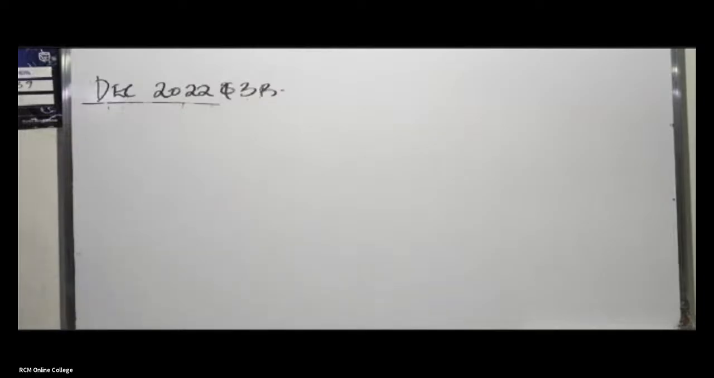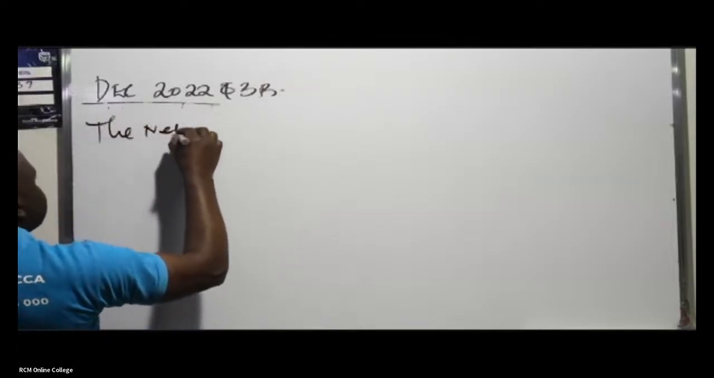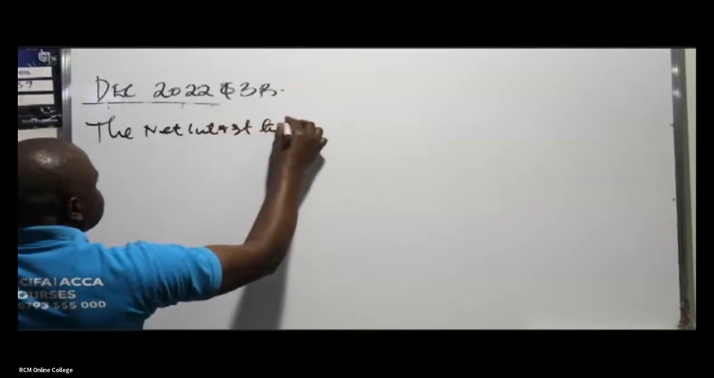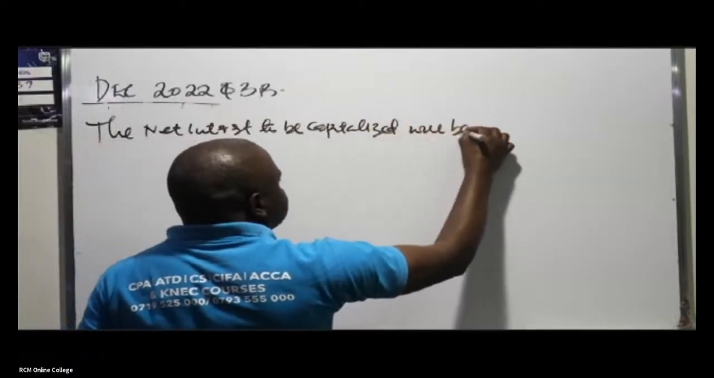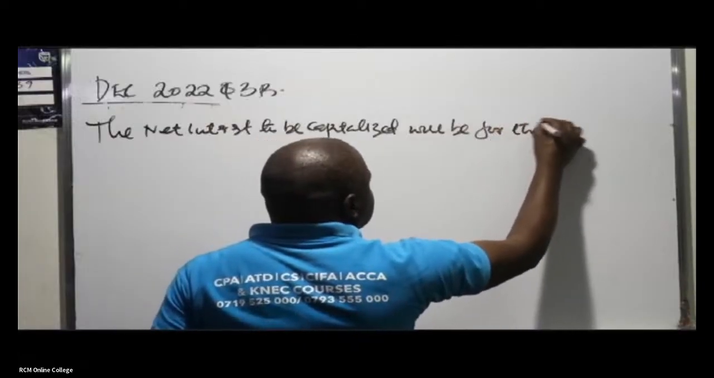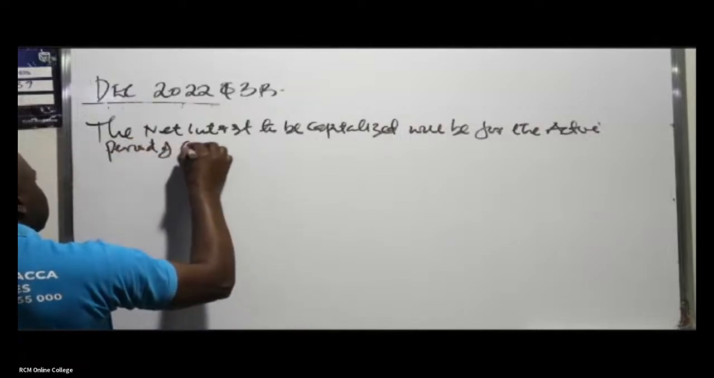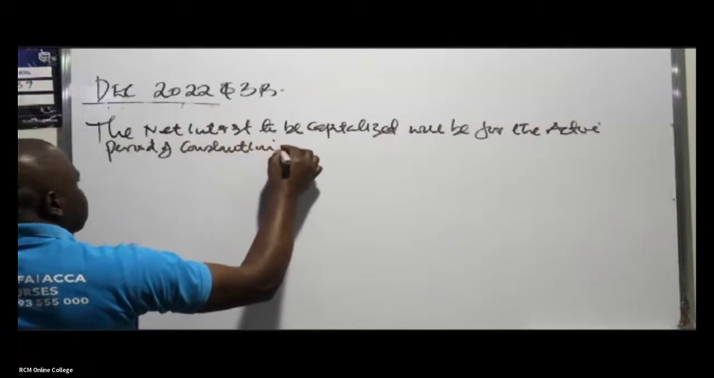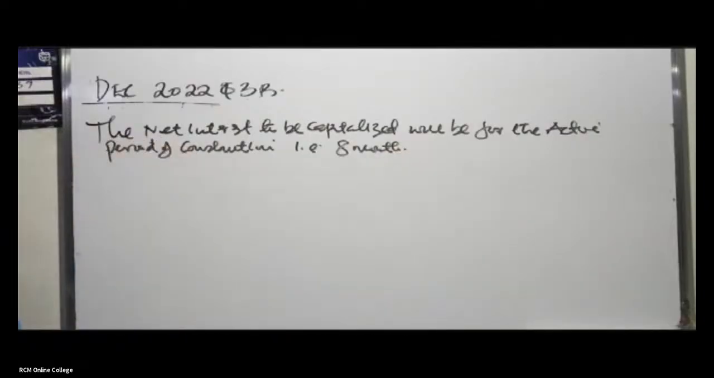So you can say the net interest to be capitalized will be for the active period of construction, i.e. 8 months. So this is how you can calculate it.